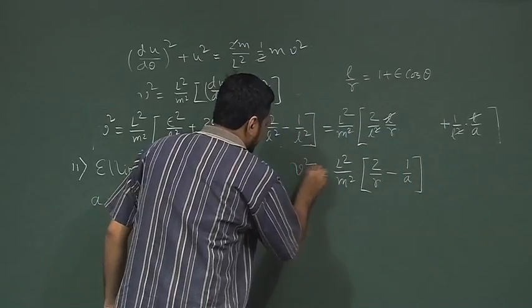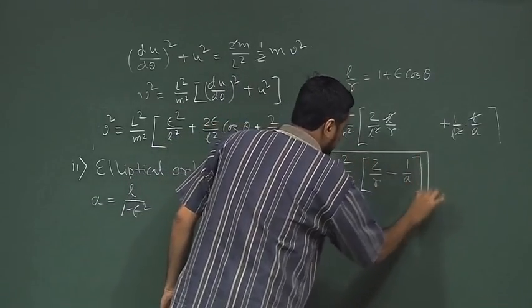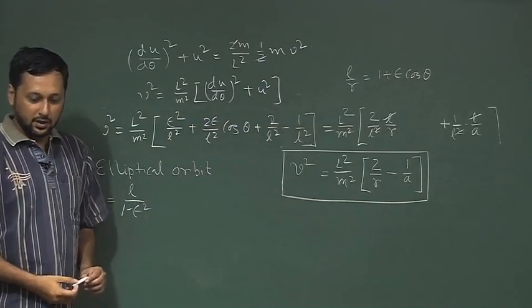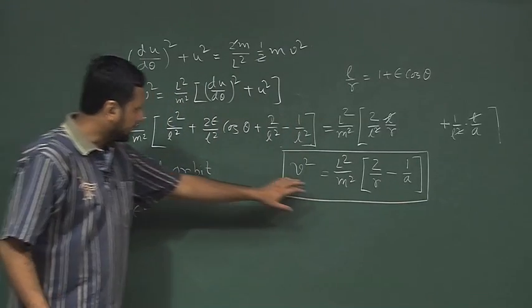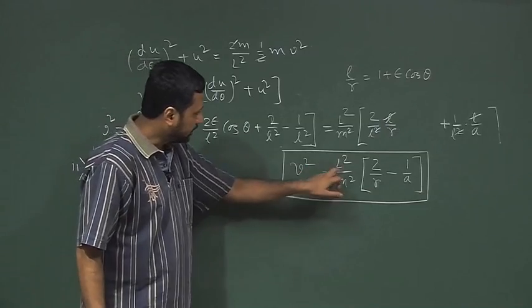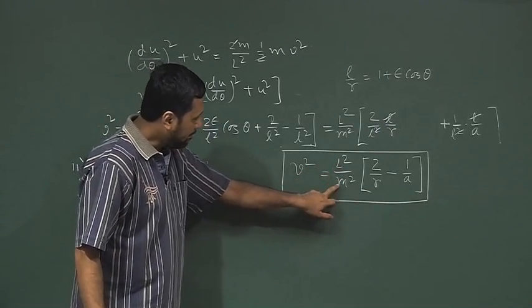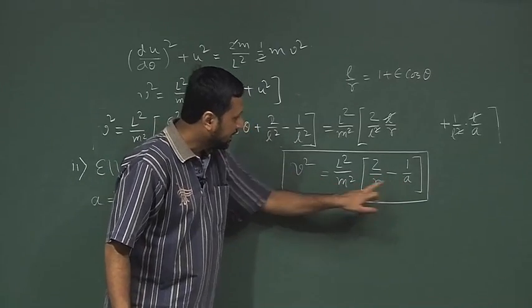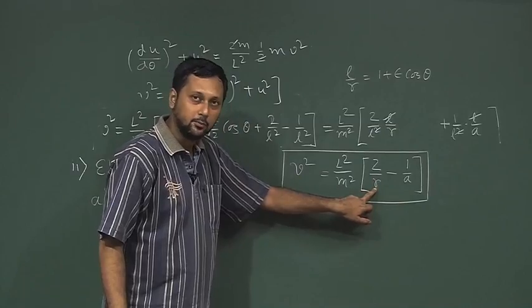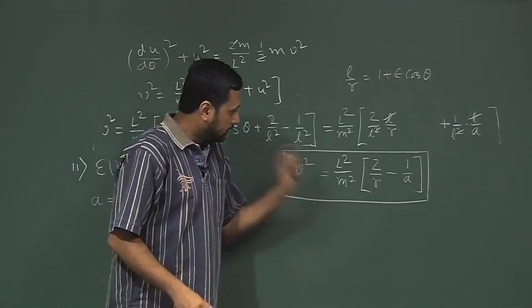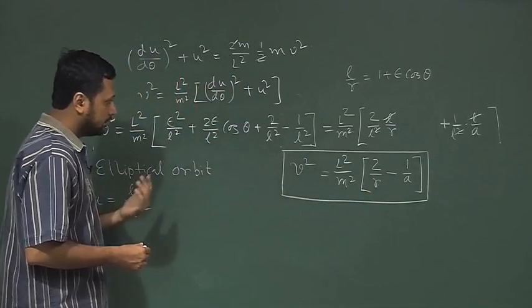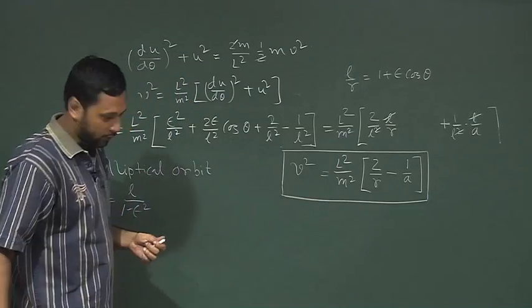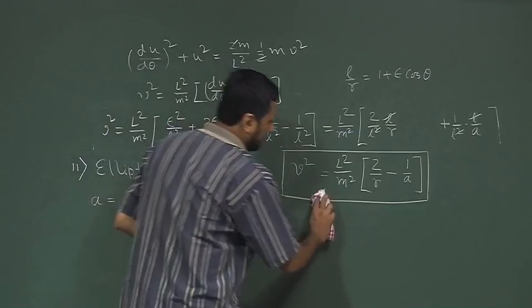So, V square is equal to this for an elliptical orbit, right. Once again we got an expression of velocity, in terms of angular momentum L, the mass m, the length of the semi major axis, and the radial displacement at any point on the elliptical orbit. Now, this result has slightly more significant things hidden inside.